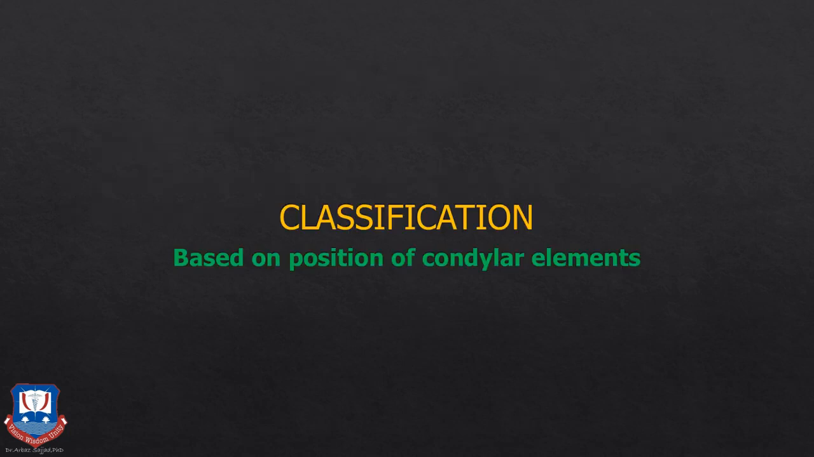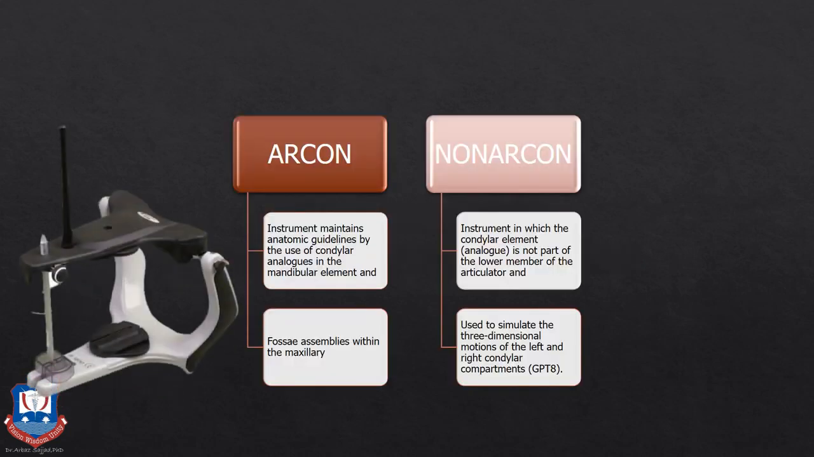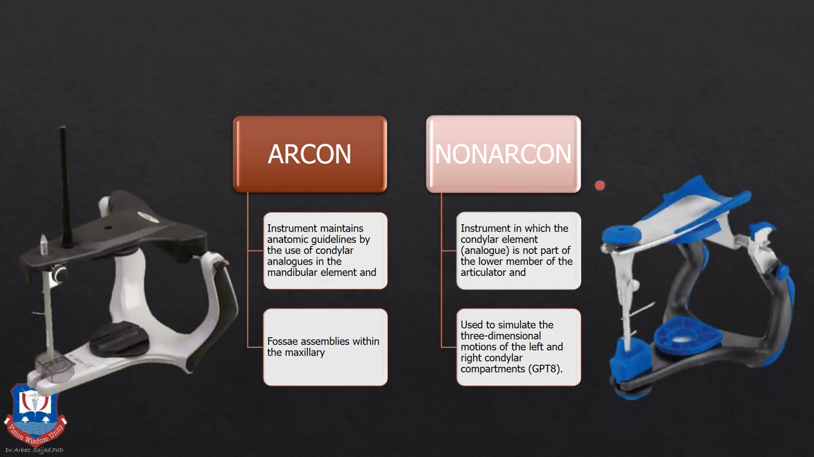So coming to the classification of articulators, there are different classifications, but we'll be diving into two types of classification. First is based on the position of the condylar elements. That is, just like a TMJ, which consists of the condyle, the articular disc, the glenoid fossa, and the various ligaments of the temporomandibular joint, similarly, articulators can be divided into two categories, that is Arcon and non-Arcon articulators.